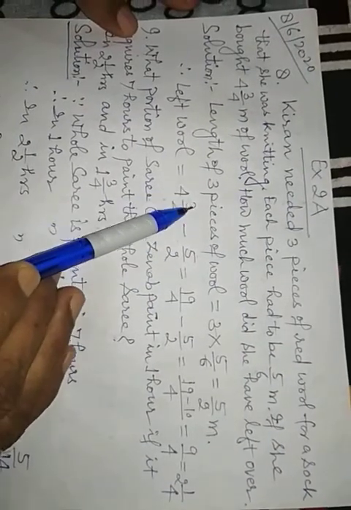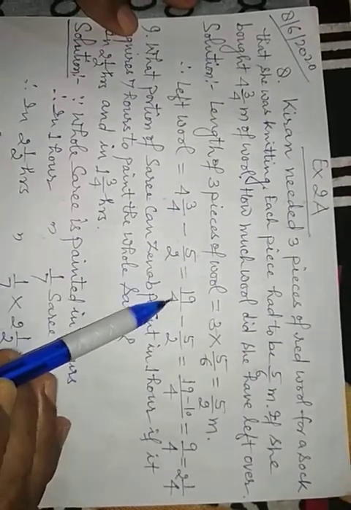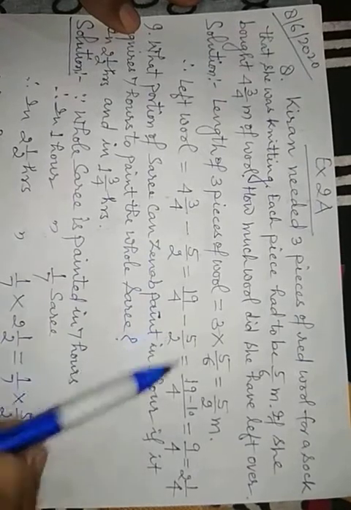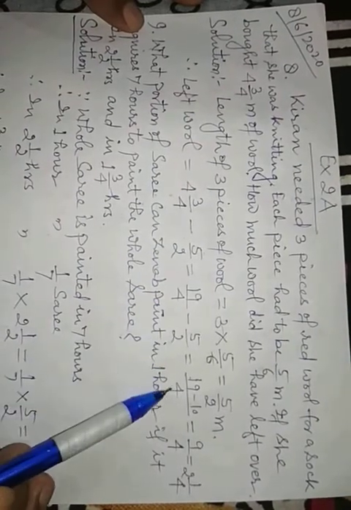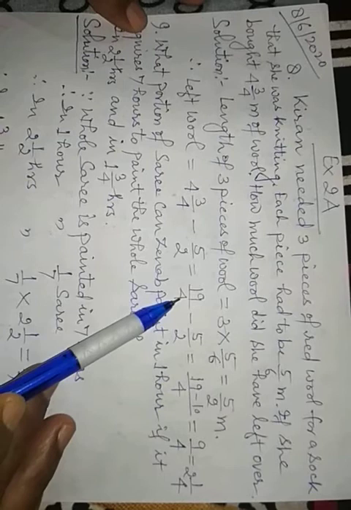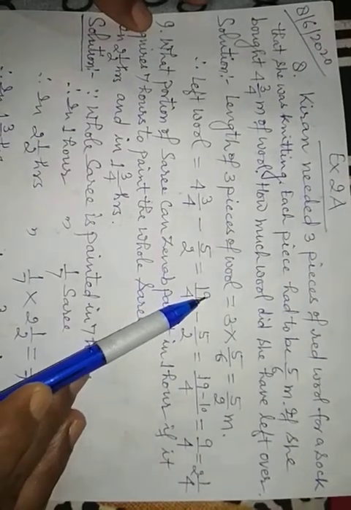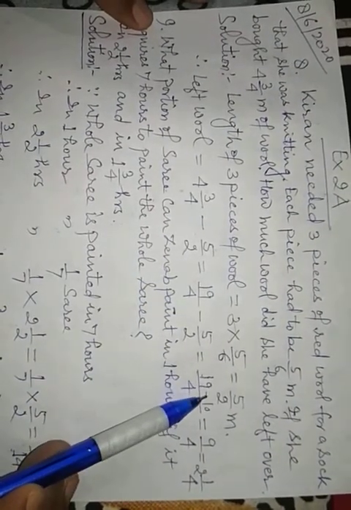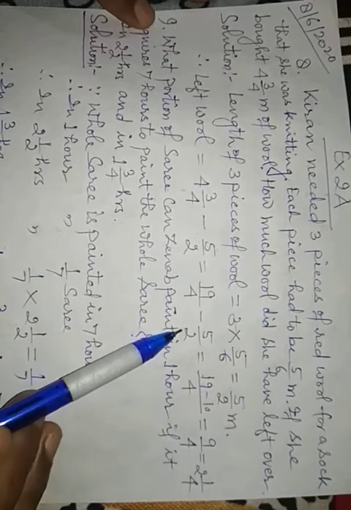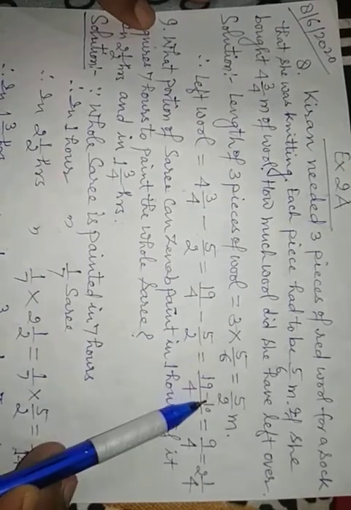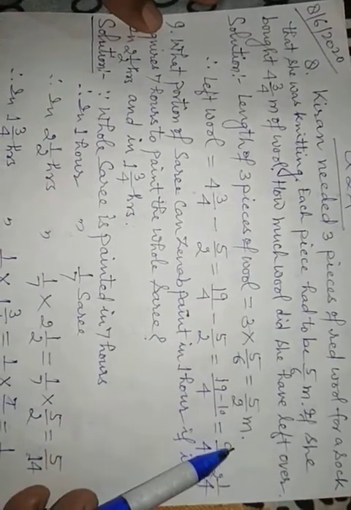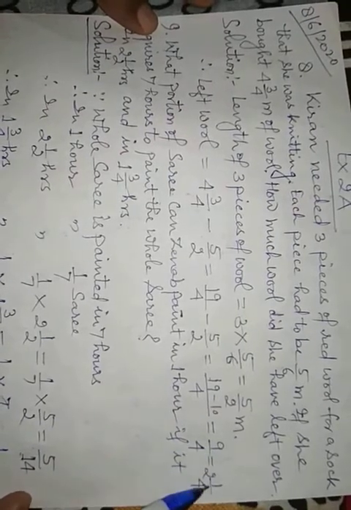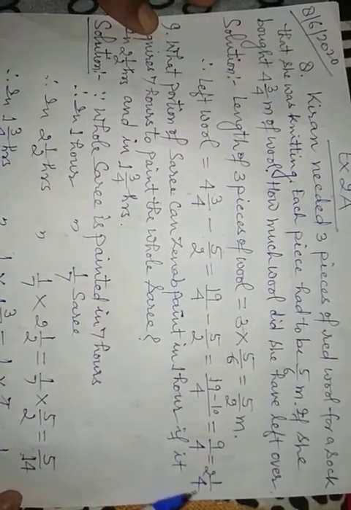4 fours are 16 plus 3, 19 by 4, minus 5 by 2. Take LCM of 4 and 2, that is 4. 4 divided by 4 is 1, 1 into 19 is 19, minus 4 divided by 2, that is 2, 2 fives are 10. So 19 minus 10, that is 9, 9 by 4 or 2 whole 1 by 4.